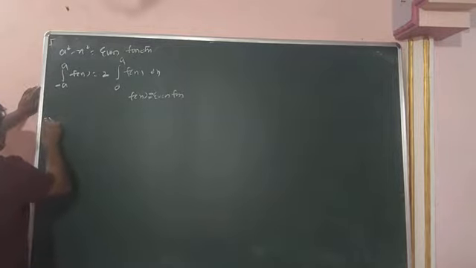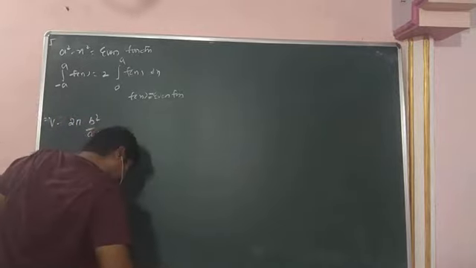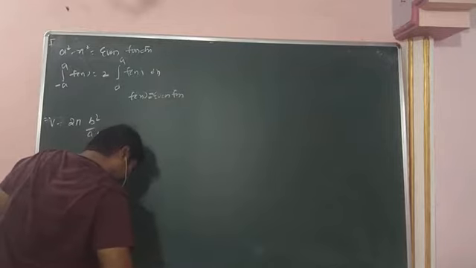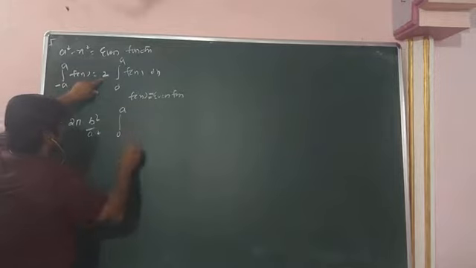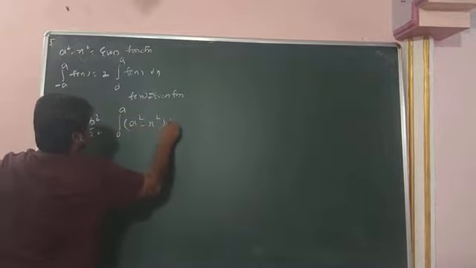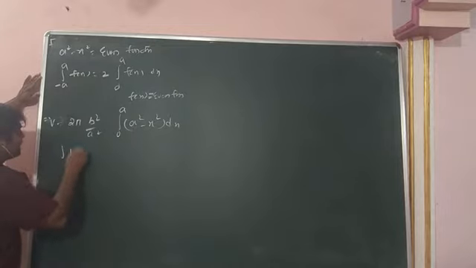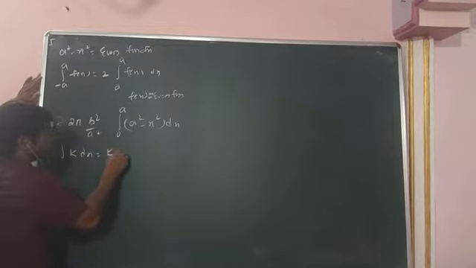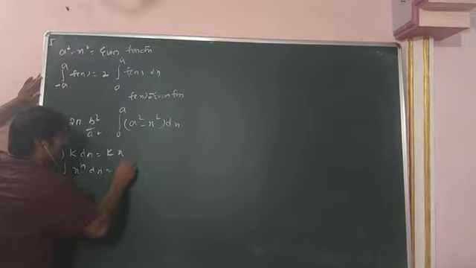That is, the value equals 2 pi into b square by a square into integral from 0 to a f of x. What is f of x? a square minus x square into dx. We know the basic formulas: integration of k into dx is nothing but kx, and integration of x power n is x power n plus 1 by n plus 1. These are the basic formulas.